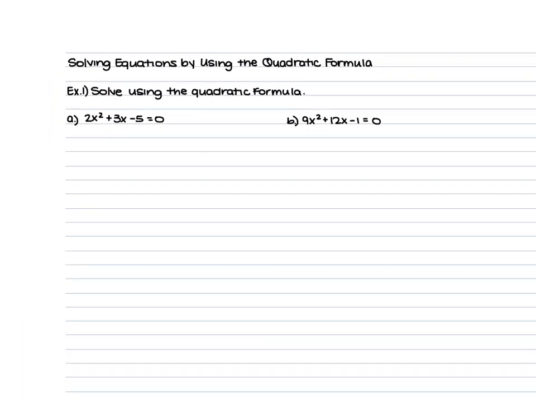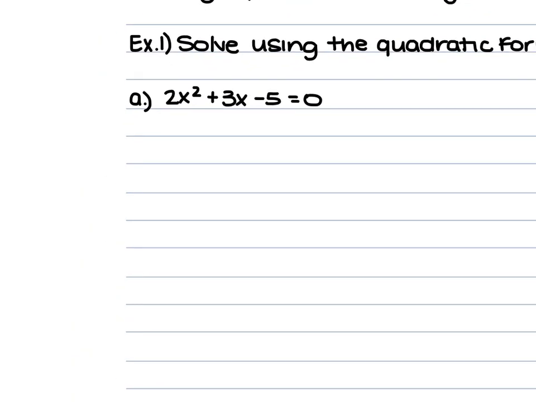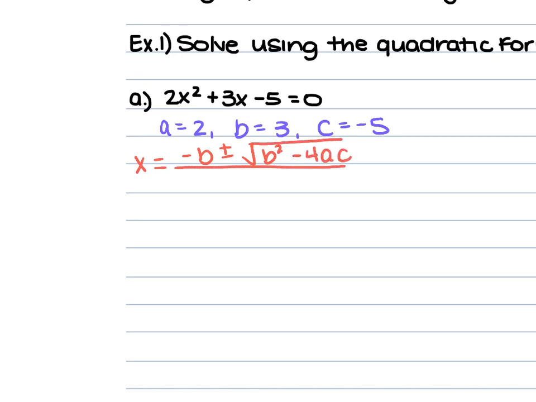So if we want, for example, a, we have 2x squared plus 3x minus 5 is equal to 0. Our equation is equal to 0, so we can pick out our a, which is 2, our b, which is 3, and our c, which is negative 5. We're going to plug this into x is equal to negative b plus or minus the square root of b squared minus 4 times a times c all over 2 times a.